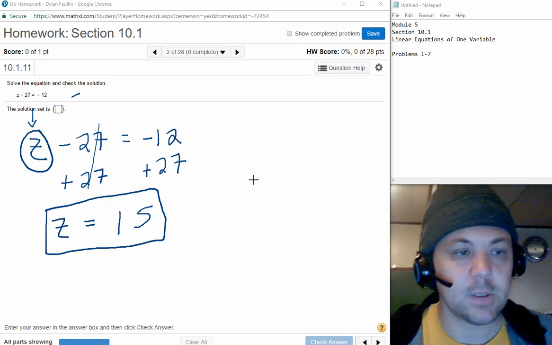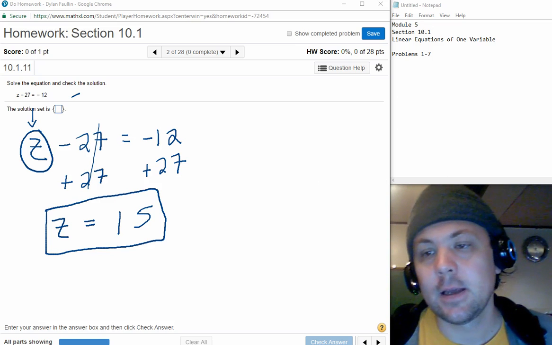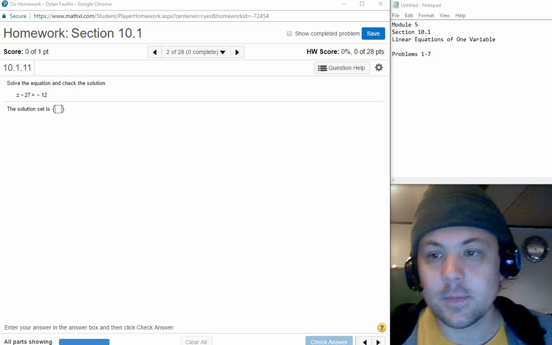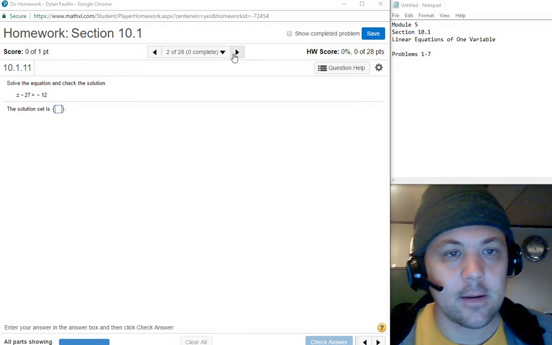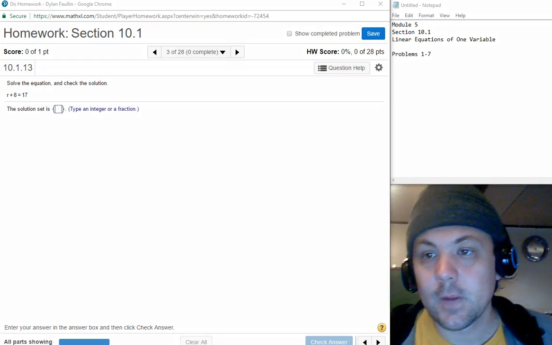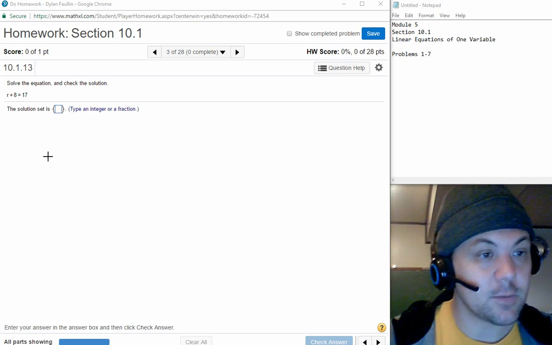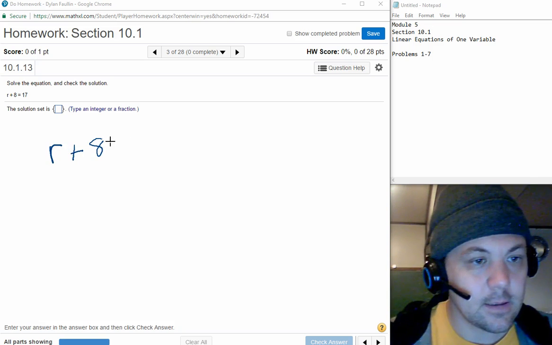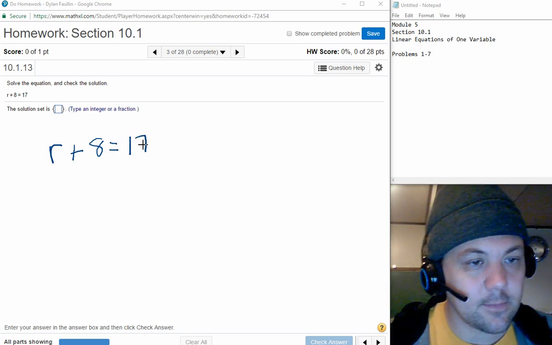All right, so that problem worked in a very similar fashion, as will this next problem. So I happen to look ahead here and see that we end up getting the same thing here. Pretty much the same situation. All right, so we have r plus 8 equals 17.